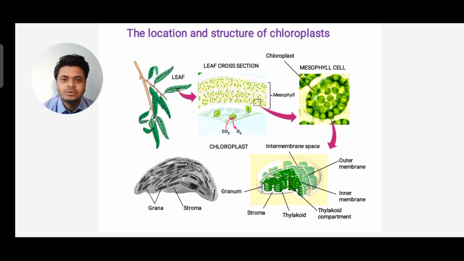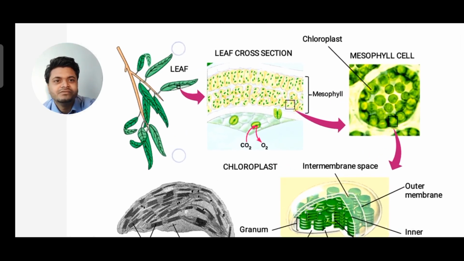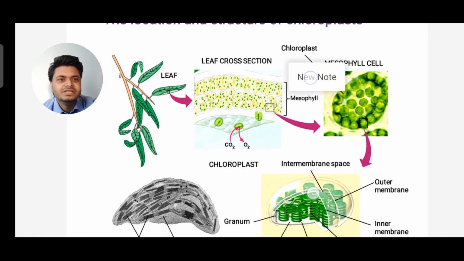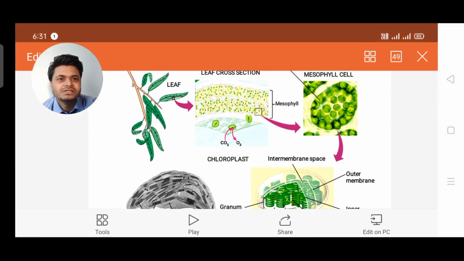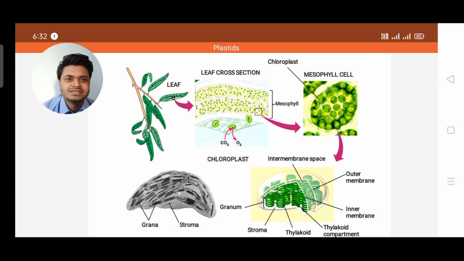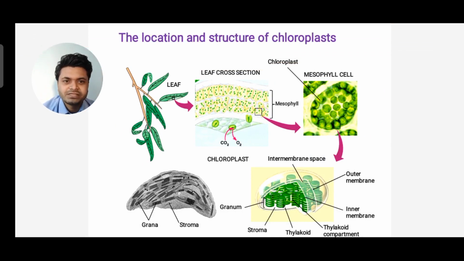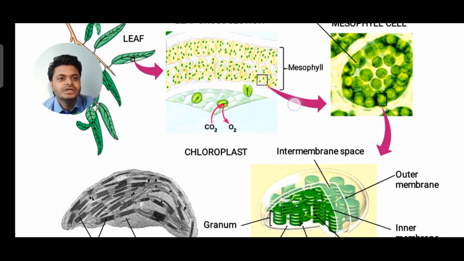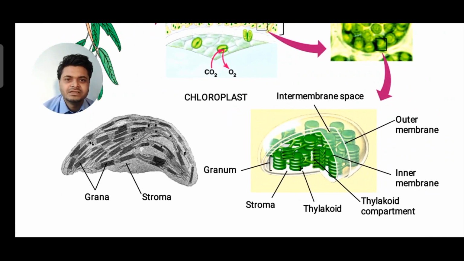Now we can see the location and structure of chloroplast, where it is present. This chloroplast and the chlorophyll, where is it present, let's see. You can see this is a leaf. If I do a TS of a leaf, a cross section, you can see the mesophyll cells. Within the mesophyll cells there are chloroplasts. Now within the chloroplast you can see grana and stroma. A very important diagram is this. You can see here the grana, the stroma, the thylakoids. A group of thylakoids is grana, or granum in the singular form. Next is the thylakoid compartment, the inner membrane, and the outer membrane.